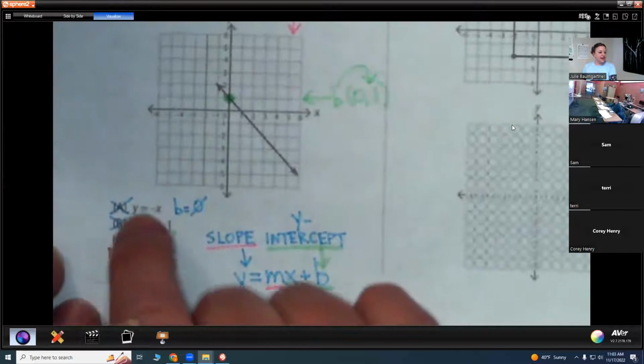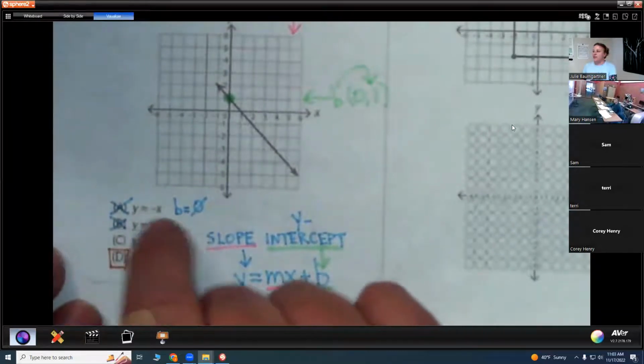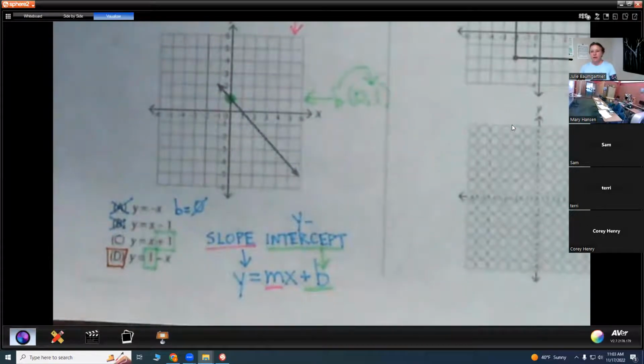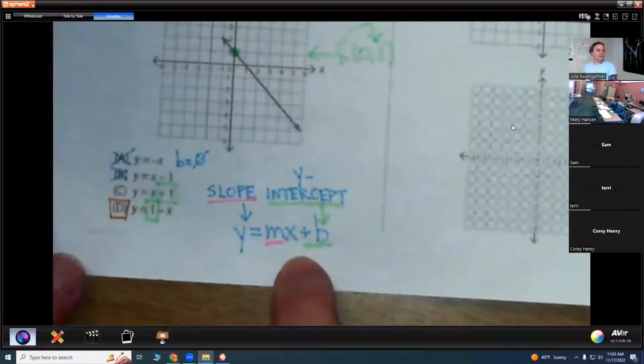Do you guys see how to kind of decode the equation and think of it in terms of the formula? A little bit?